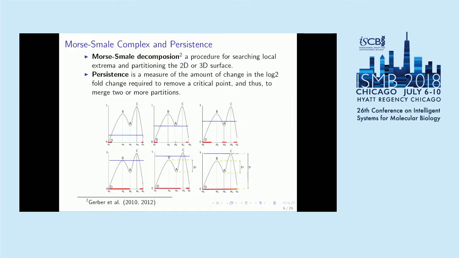Then how can we partition the log2 fold change contact matrix? We'll utilize Morse decomposition. It is a well-established algorithm in topology, and there's a parameter called persistence. We can use it to tune how much further we will partition the log2 fold change contact matrix.